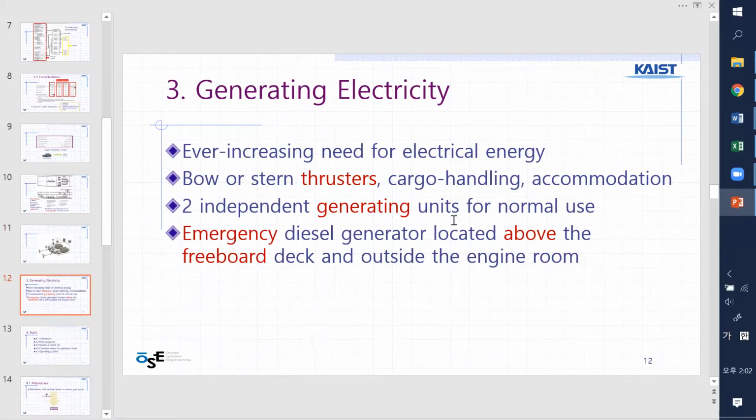And electricity inside the ship is similar to a car, also similar to a building. The need for electrical energy is increasing every day, every year. Something like bow thruster and stern thruster, cargo handling gears, cranes, accommodation, hotel facilities, restaurant, theater. So usually they have two generating units for normal use, and additionally there is an emergency diesel generator.